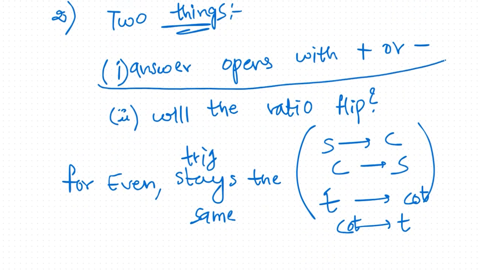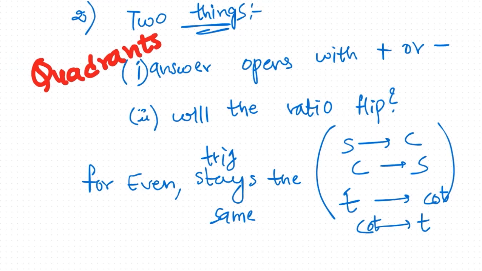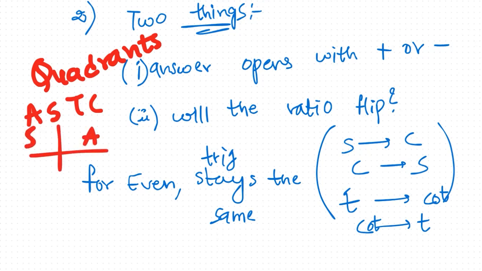And how do you determine whether the answer opens up with positive or negative? That's based on where it is on the graph. So we need to know quadrants, in which quadrant the angle lies. And we use ASTC to determine whether the answer should open up with positive or negative.